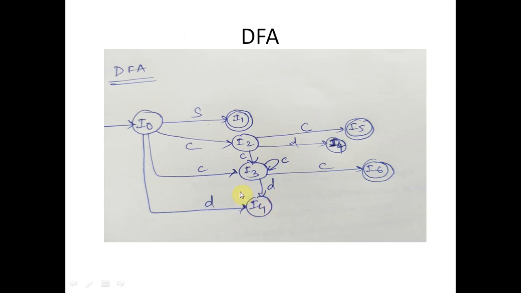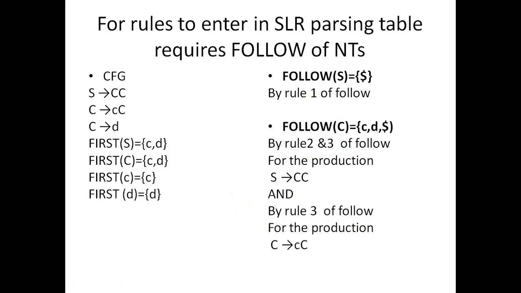Now based on the DFA we have to construct the transition table, and the basic requirements for that are written here. For the given CFG we first have to construct first and follow, because follows are required for table construction. For the CFG I have written the first of terminals and non-terminals, and the follow of non-terminals. For follow of S, rule number 1 is applicable, that is dollar will be placed. Rules 2 and 3 are not possible because there is no S on the right-hand side.